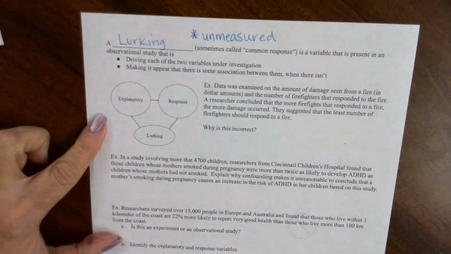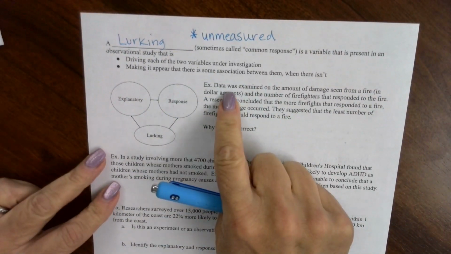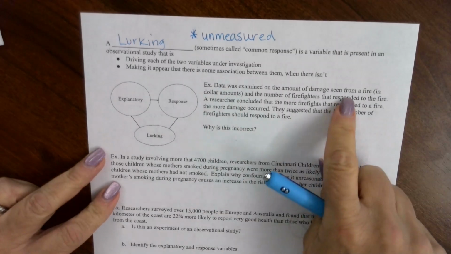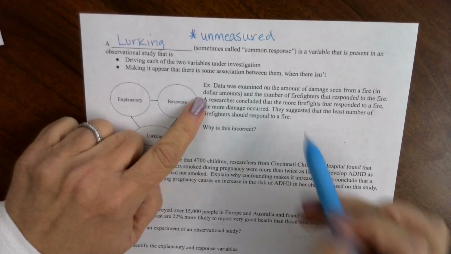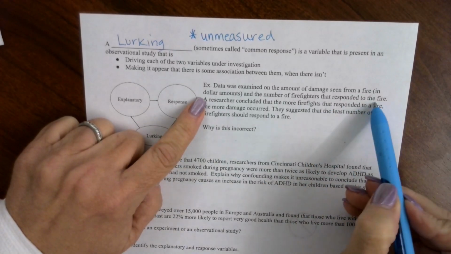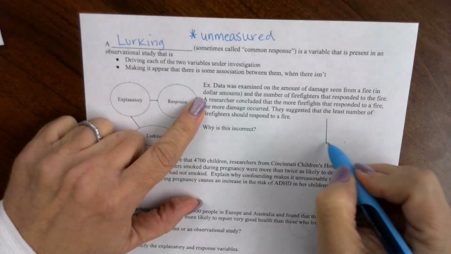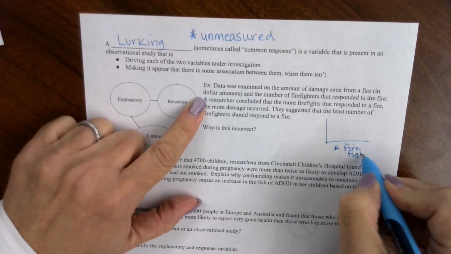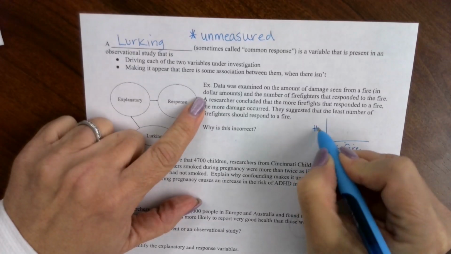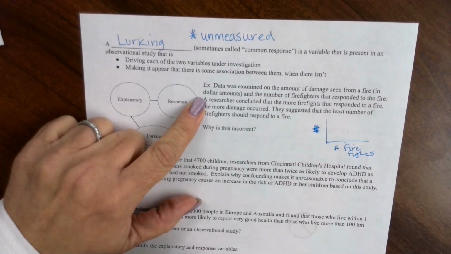Okay, so here's what it says. The data was examined on the amount of damage seen from a fire. So they're going to look at the data in dollar amounts and the number of firefighters that responded to the fire. So probably something like this: the number of firefighters and the cost associated with the fire.